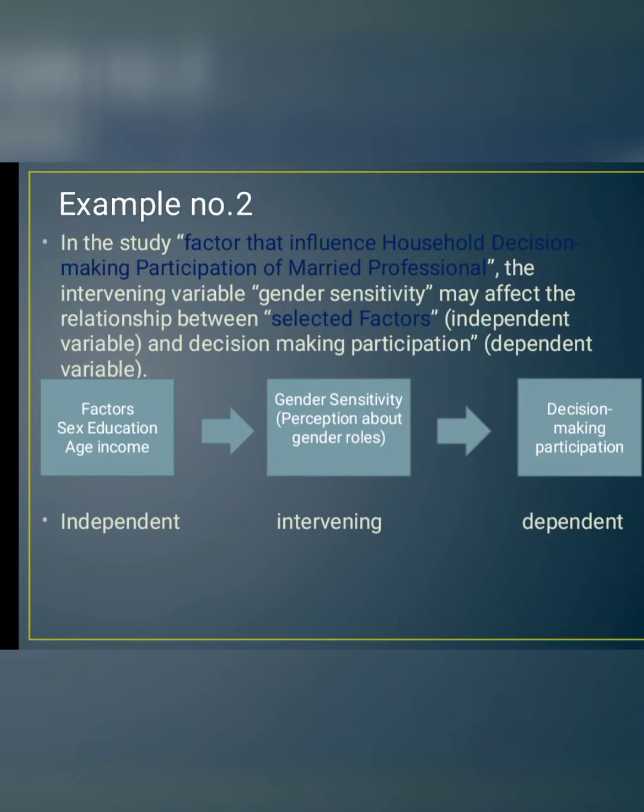Example number 2, in the study, factors that influence household decision-making participation of married professionals, the intervening variable is the gender sensitivity may affect the relationship between selected factors. The independent variables and decision-making participation is the dependent variable. So, men are generally expected to participate in decision-making more than women because of social perception.